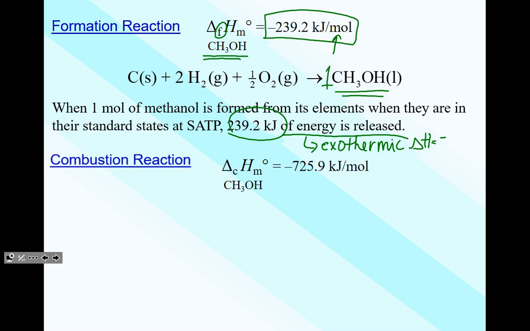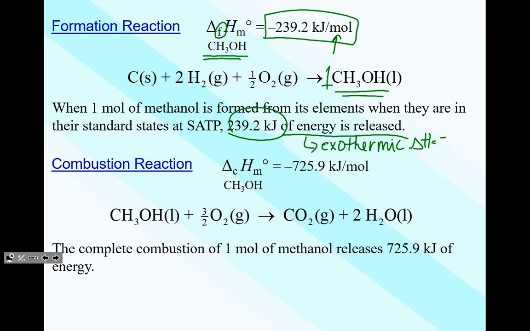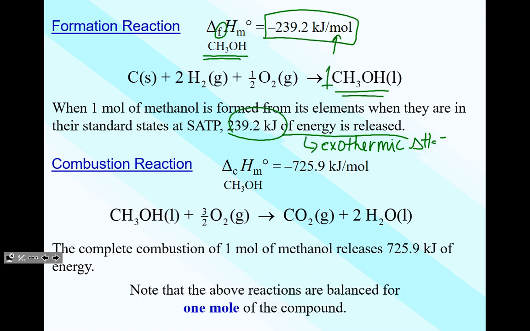Here's another example, the combustion reaction. The complete combustion of 1 mole of methanol releases 725.9 kilojoules of energy. Note that the above reactions are balanced for 1 mole of the compound. Very, very important. That's where this came from. That's what we had to do in order to convert this to 1. If there's a 2 here, then we have to do something different. We actually have to take this number and multiply it by 2. But that will come in another example, so don't worry about it for right now.